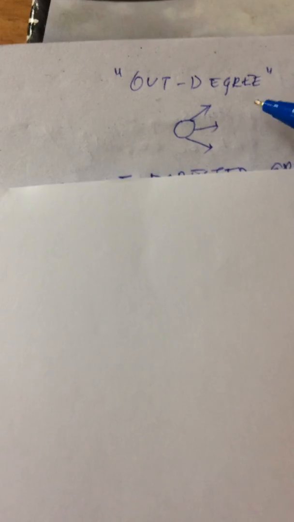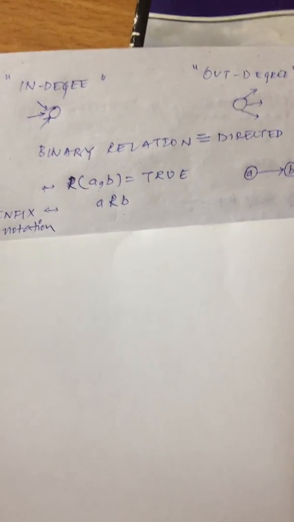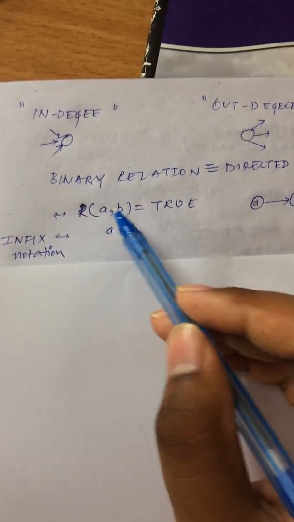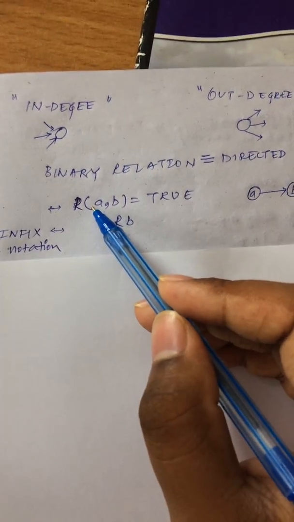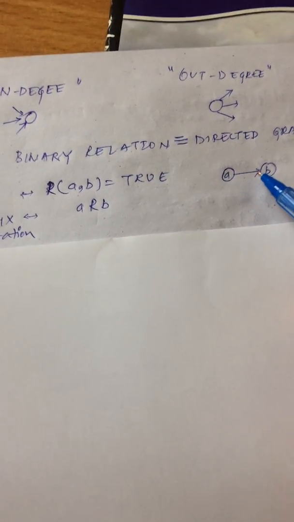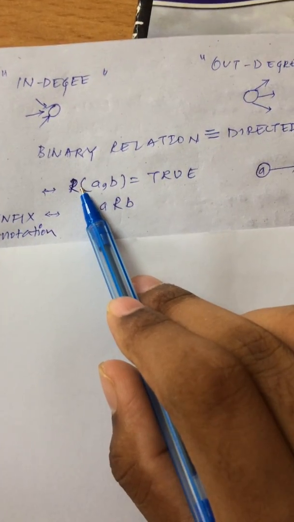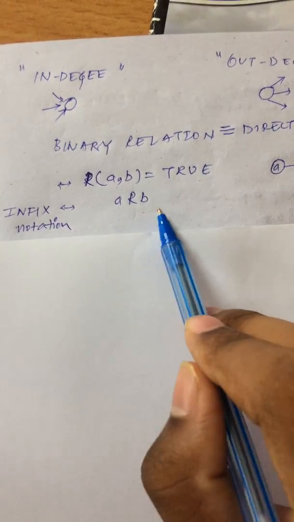Next we have the in degree and the out degree. In a graph, the in degree is the number of edges directed into the node, and the out degree is the number of edges directed outside the node. Next we have the binary relation, or the directed graph. For example, we have a relation R of a, b that is either true or false for all values of a and b. So for every value in a there is a b for which it is true, so you can say it is directed towards b like this. This is the function notation, and this is the infix notation, a R b.